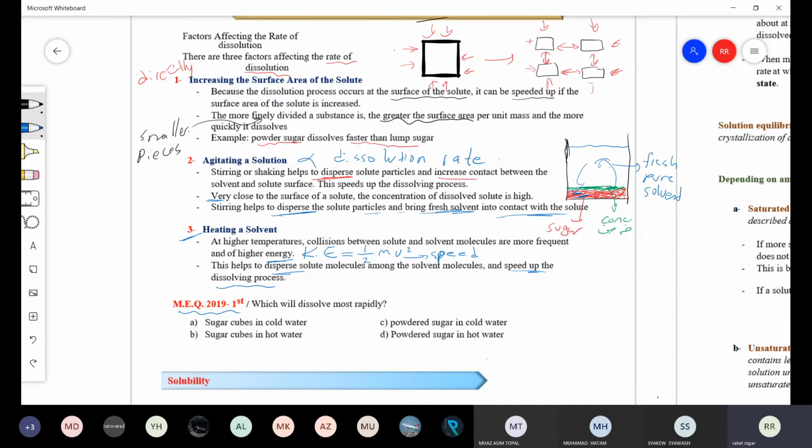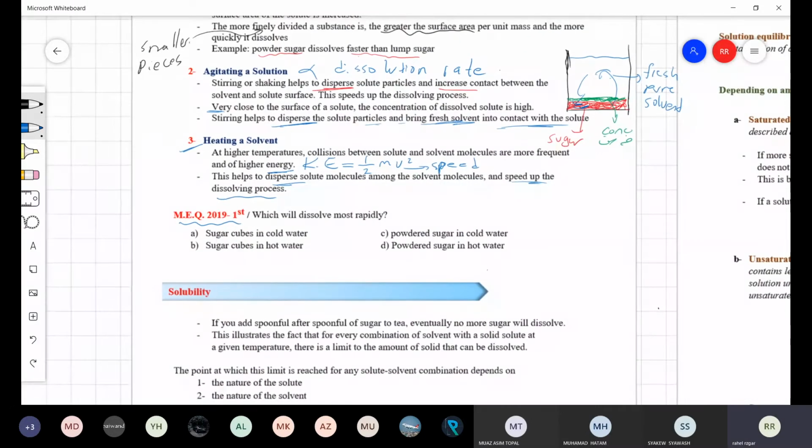Which dissolves most rapidly? So the questions are like this. They will not ask you which one is fast only. They will tell you which one is fastest or which one is slowest. Here, which will dissolve most rapidly?